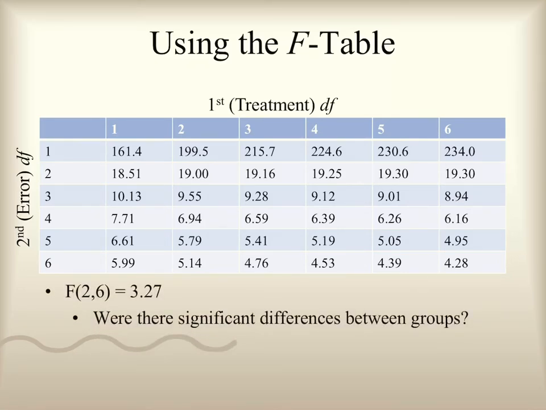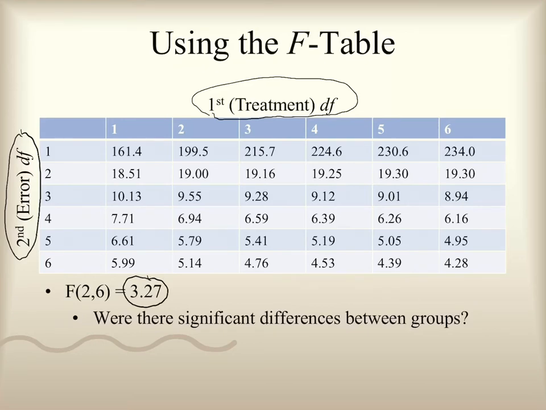F of 2, 6. So here on this F table, along the top, we're always going to have the degrees of freedom for treatment listed. And along the side, we have the degrees of freedom for error listed. So to find out if our F here, our F equals 3.27, we need to compare that F with another one of these F values in this F table. To find which F value we're going to use, we have to use these degrees of freedom.